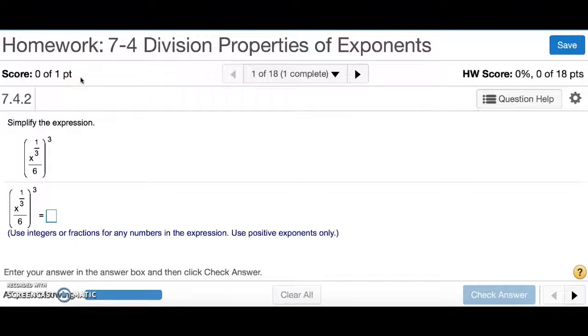7.4 Division Properties of Exponents. Let's look at number 1. It is asking you to simplify this expression, so let's take a closer look at it.